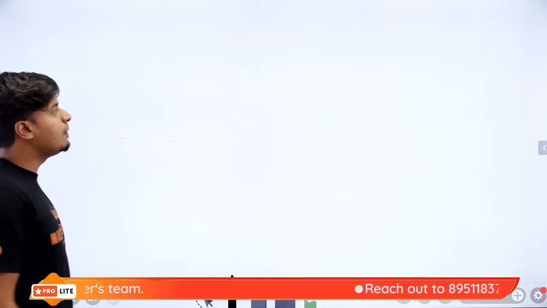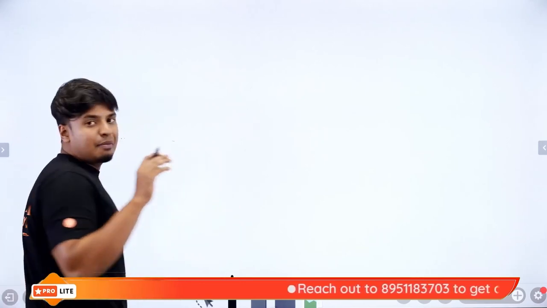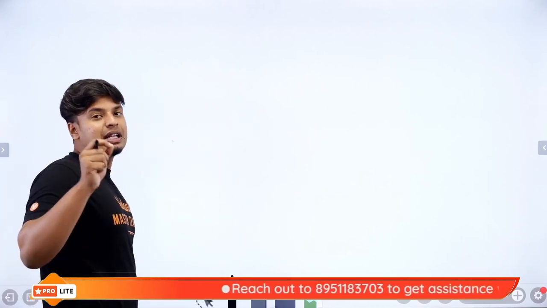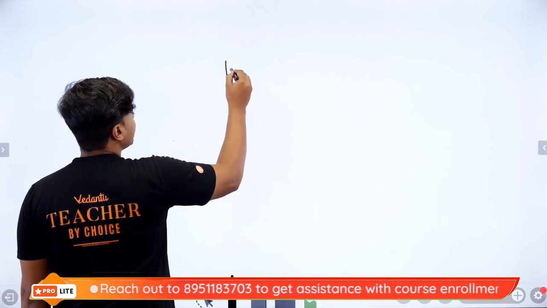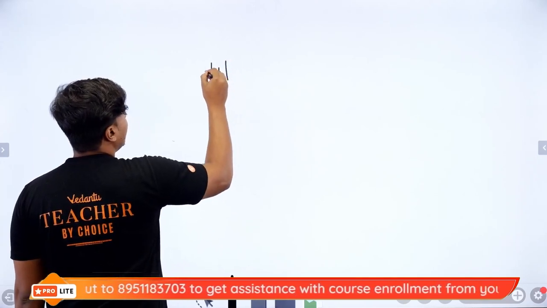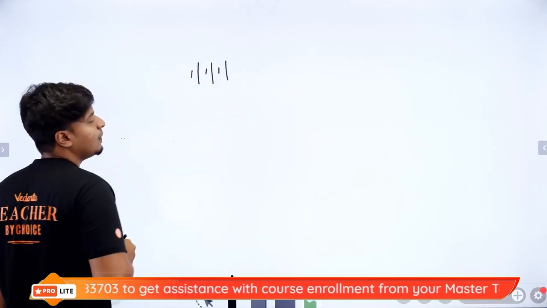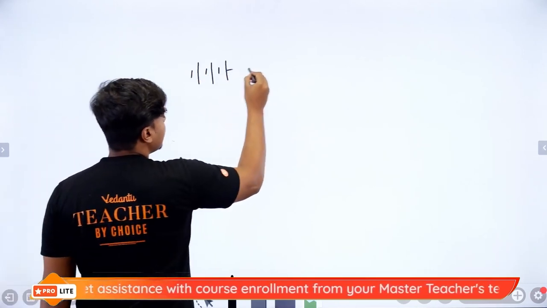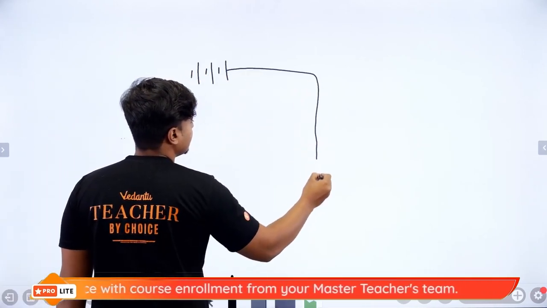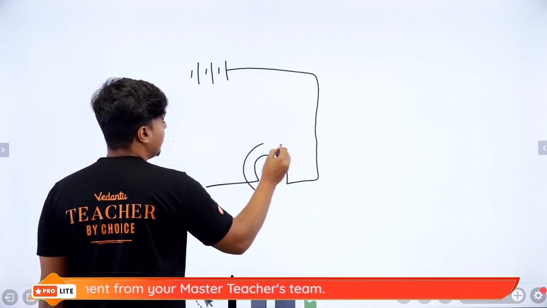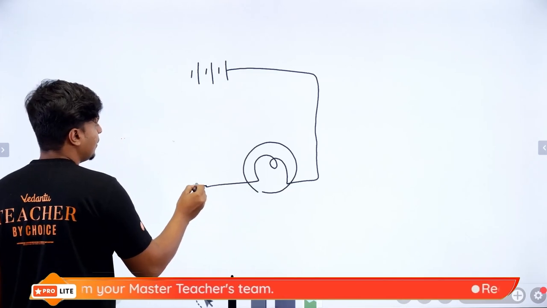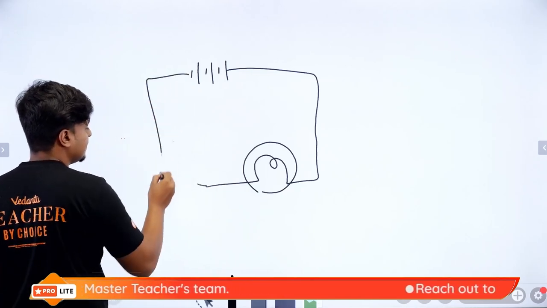Alright. So far, let's take this whiteboard. We have made a tester to tell if something is a conductor or an insulator. What is a tester? We used to take a battery. Okay, connect this battery to a bulb.